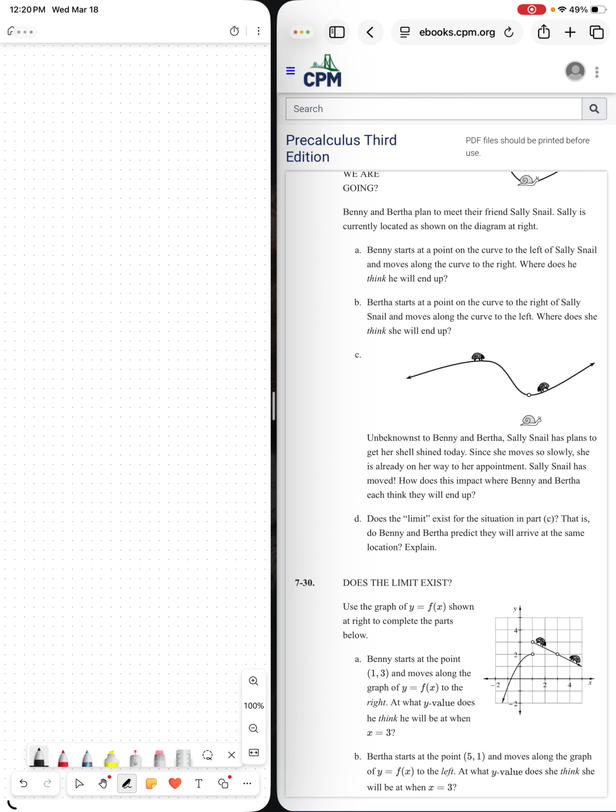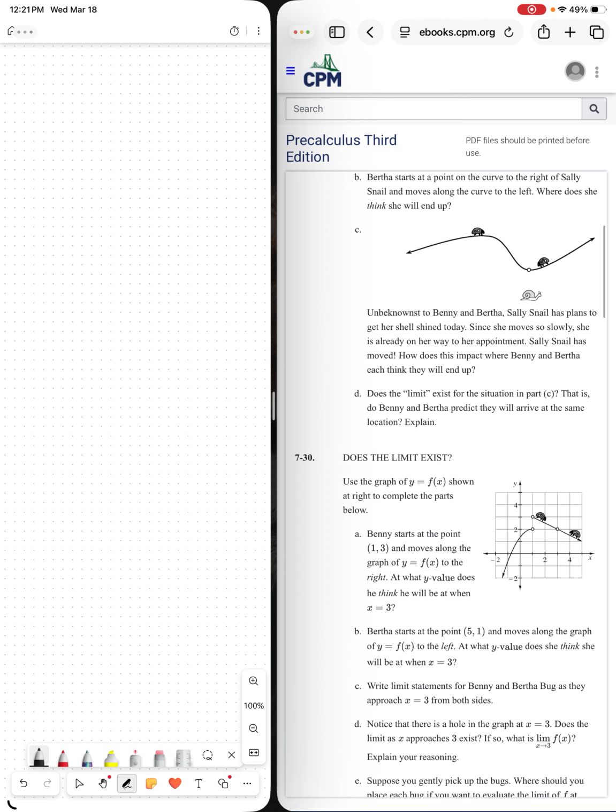So notice that there's a hole there, right? How does this impact where they think they will end up? They still think they will end up at the hole or where Sally Snail was. It doesn't impact it. It doesn't matter if she's there or not. They are approaching that same point. So does the limit exist in part C? Yes. Why? Because it's predictable. That is, Benny and Bertha predict they will arrive at the same location. So if you can predict that they arrive at the same location from left and right, that's the idea of a limit. What are we approaching from the left and the right?